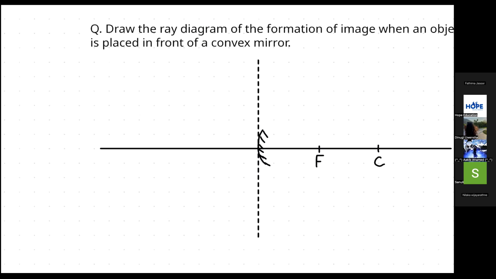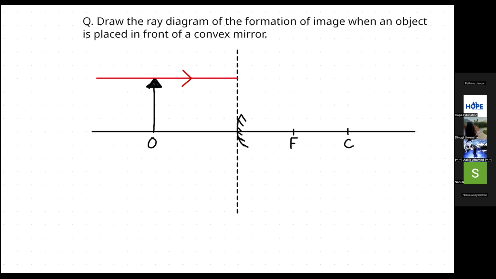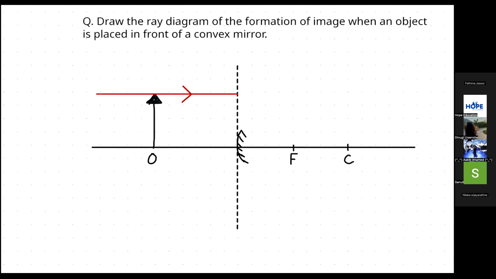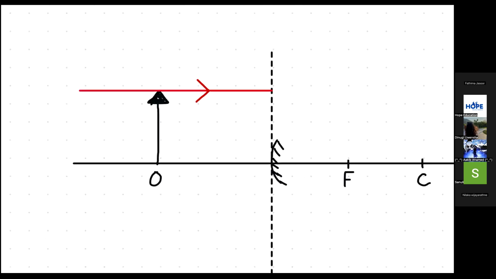Okay, now I will place an object. This is my object. Okay, let's see what the rays are. One ray goes parallel to the principal axis. Then what happens to this ray? This is a mirror, no? So it reflects.